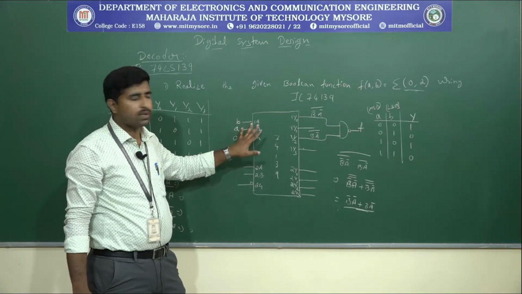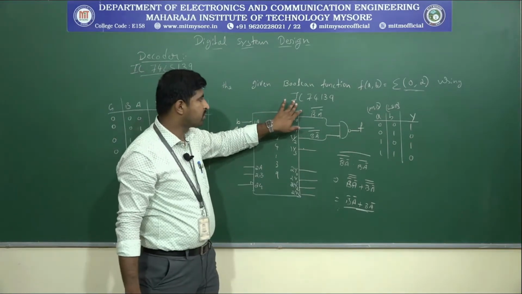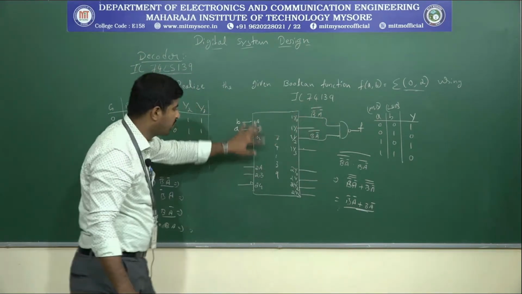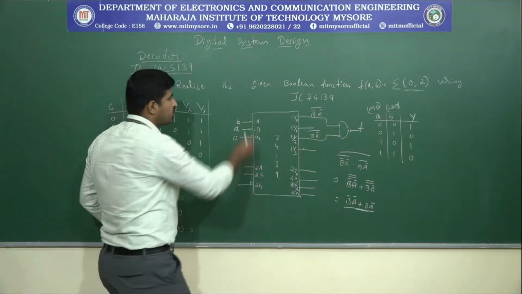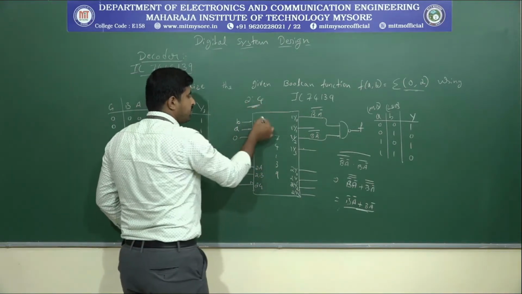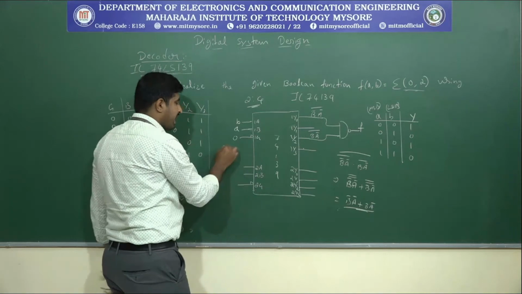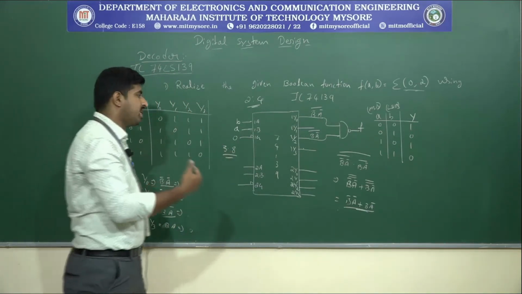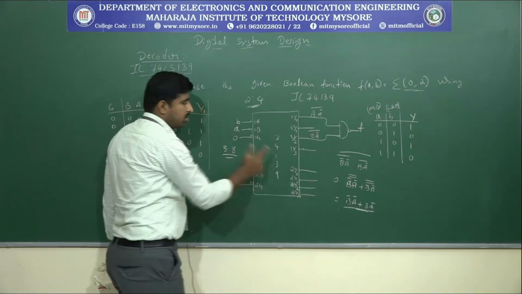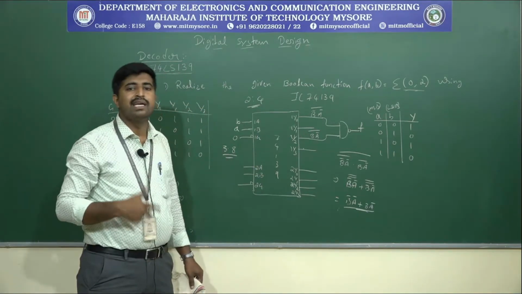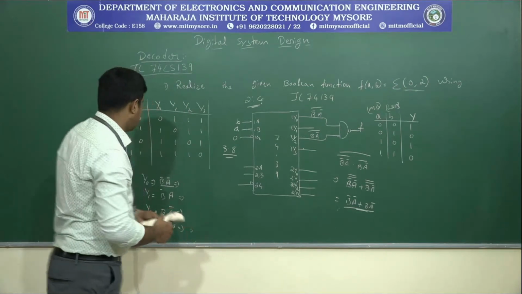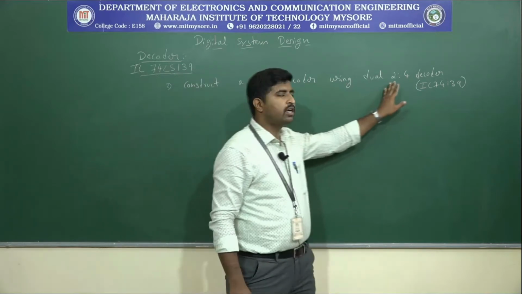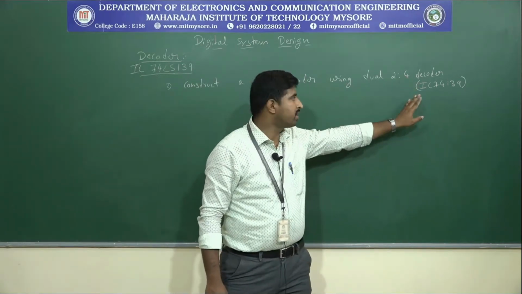Okay, before going to that, by using the 74139, can we implement a 3:8 decoder? So this is a dual 2:4 decoder, right? So this is a 2:4 decoder. So by using the dual 2:4 decoder, can we implement a 3:8 decoder? Yes, we can. Okay, let's see how the connections of this decoder are made to implement a 3:8 decoder. Okay, so next problem. Construct a 3:8 decoder by using the dual 2:4 decoder, that is, by using the IC 74139.